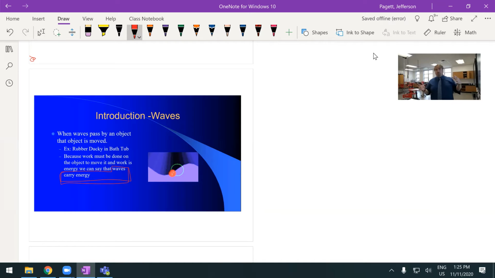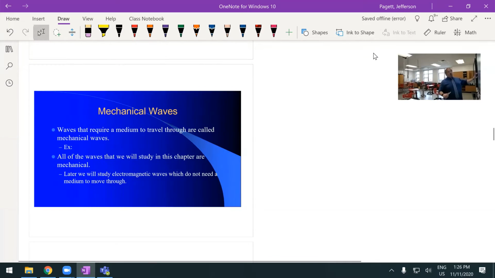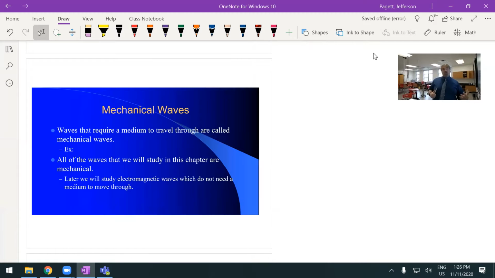And energy's kind of been a big thing. Actually, I'm going to write it out again because it's so important. It's worth writing out. Waves carry energy. We've been talking about energy in mechanics. We talked about how in electricity, those charges moving through our circuit carry energy. Now we're looking at another way that energy is transported from spot to spot in terms of waves. So we're going to talk about our major topic in these next two chapters, chapters 12 and 13.